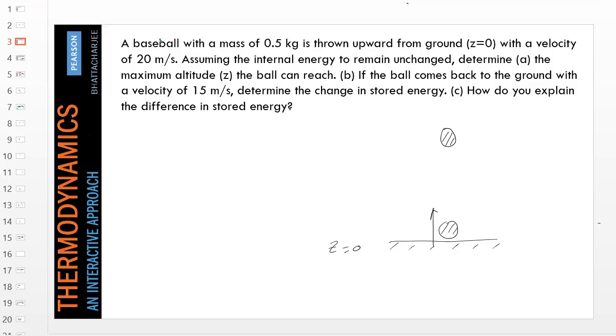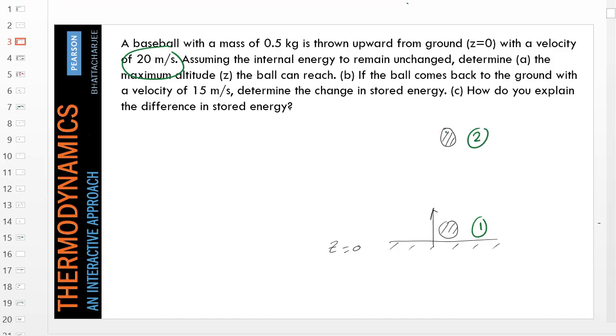Hello. In this problem, a baseball is thrown vertically upward with a given velocity of 20 meters per second, and we are to find how high the ball can reach if the internal energy doesn't change, that is, the maximum height, the maximum altitude it can reach. That is, we'll assume there is no energy that is lost as it goes from state 1 to state 2.